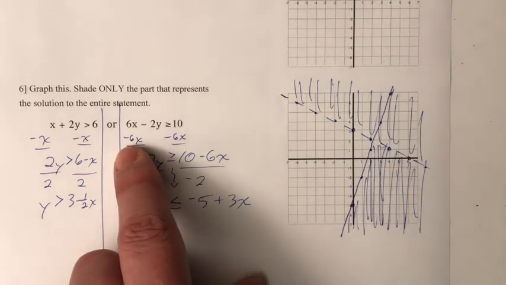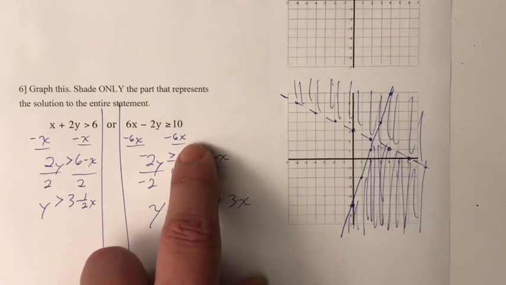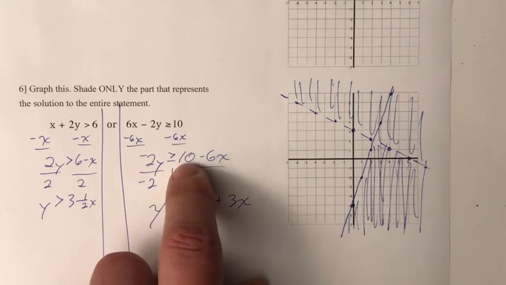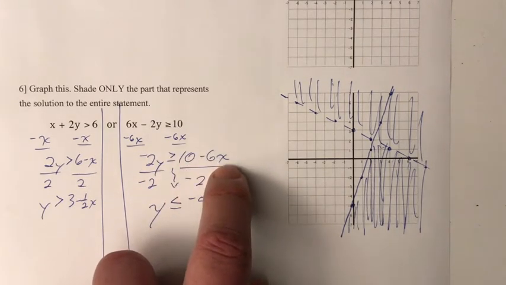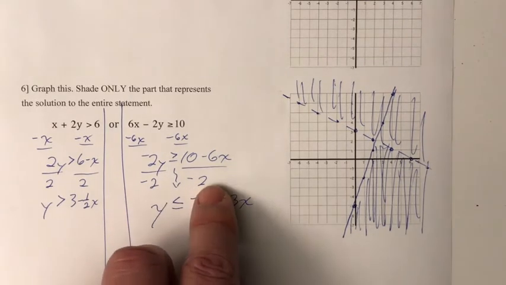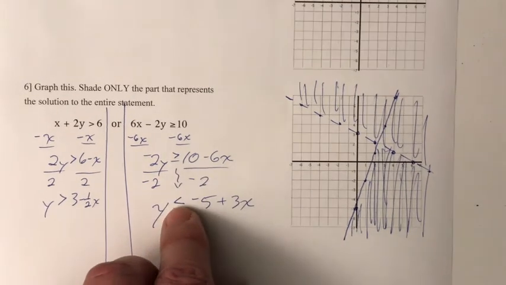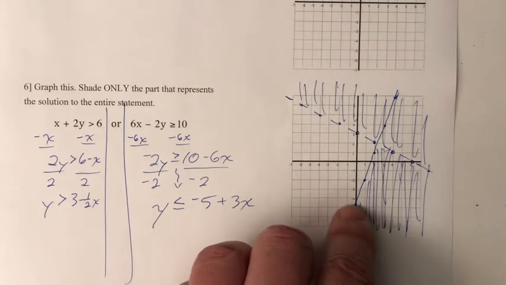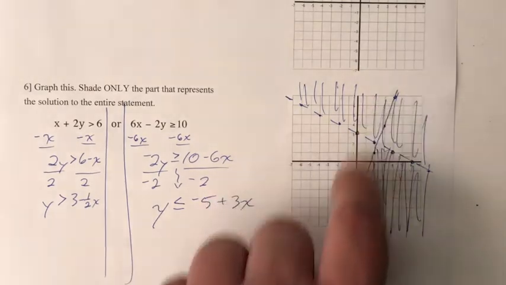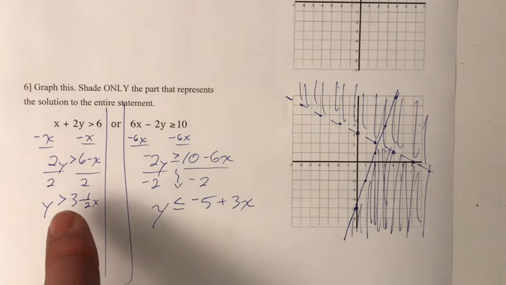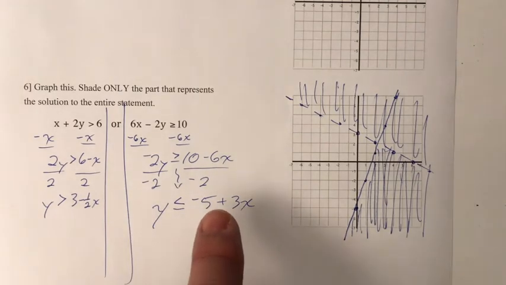In this problem, we subtract 6x from both sides. We get negative 2y is greater than 10 minus 6x. We then divide by negative 2, so the sign flippy flops. It says less than or equal to, and negative 5 plus 3x looks like that. Now, this is an or statement, so if it satisfies this or that, we're good.